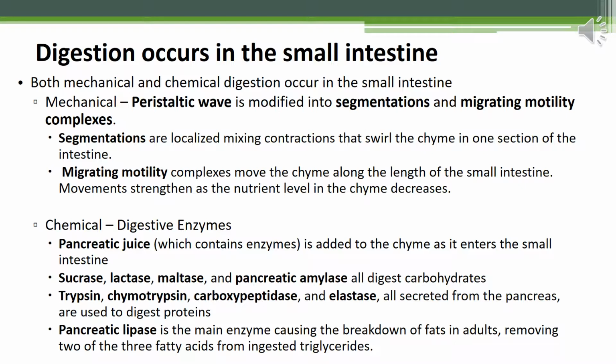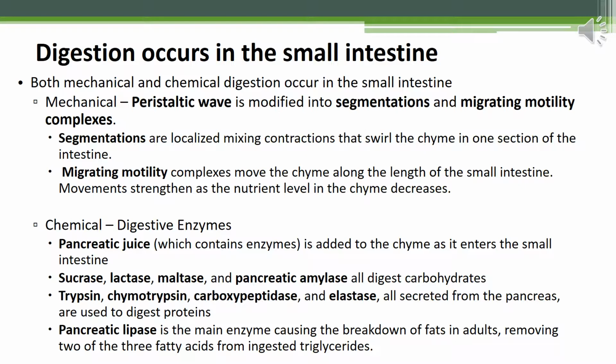And like I said, there are several digestive enzymes in the small intestine, and these are responsible for chemical digestion in the small intestine. There's pancreatic juice, which is secreted from the pancreas, and this contains several different enzymes. And the pancreas adds this to the chyme as it enters the small intestine. And we'll talk more about the pancreas in a second.